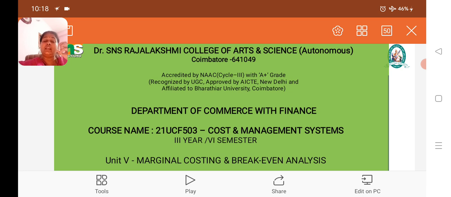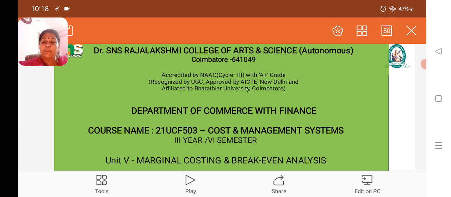Now, I think we have got some inputs about marginal costing. Now we are going to see what is meant by break-even analysis. Break-even analysis is a technique used to determine the level of sales needed to cover both fixed and variable cost, at which point a company neither makes a profit nor a loss. That is the break-even point. It helps business understand the sales volume required to start generating profit.